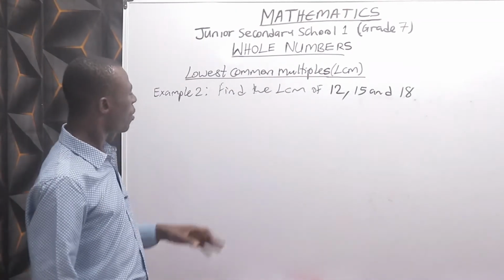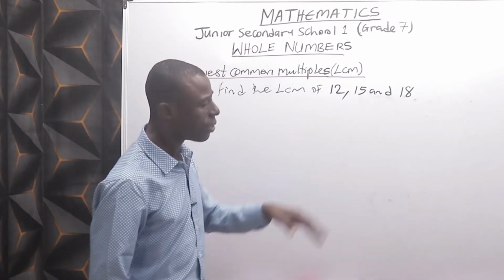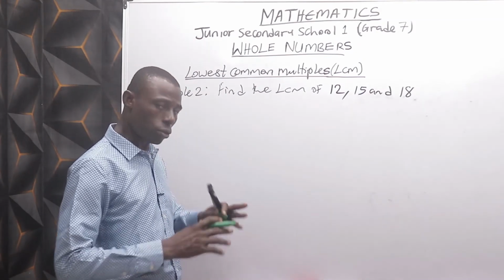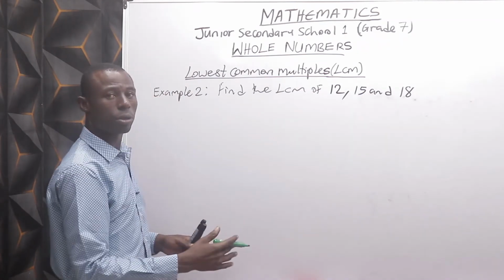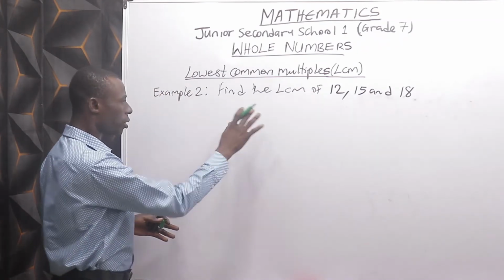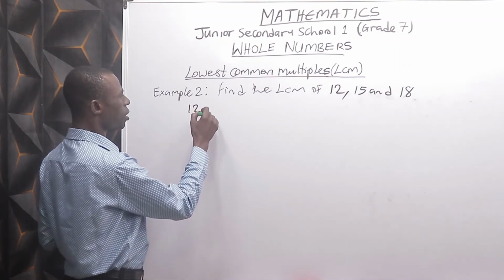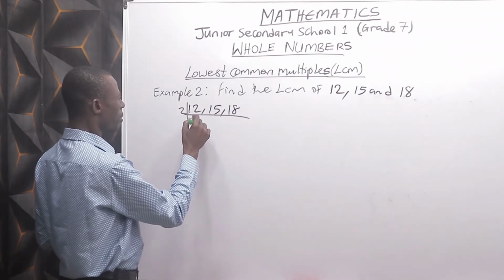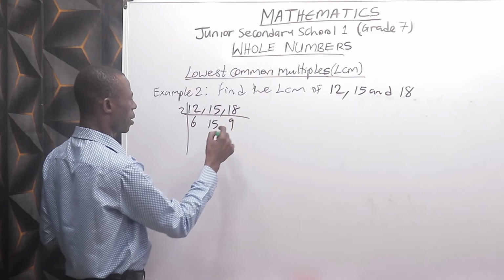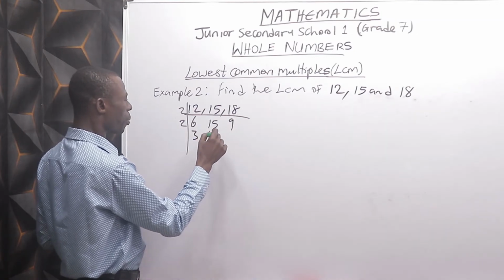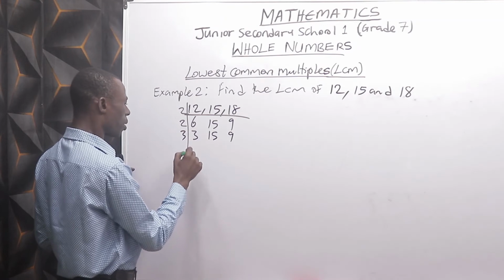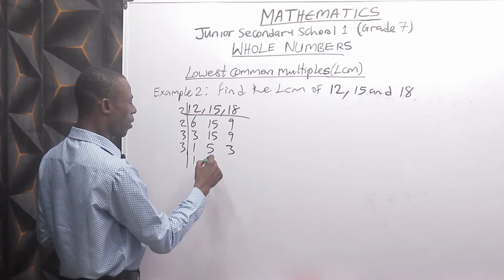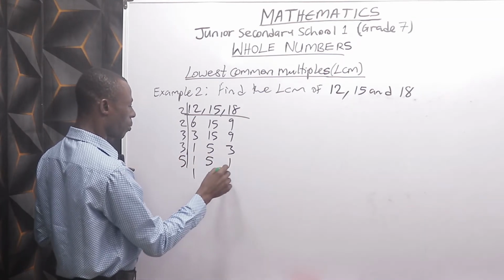Example 2. Find the LCM of 12, 15, and 18. Here we are going to use the two approaches together. I will make sure I divide the board so that we can manage the space. Using the long division approach, we have 2 here is 6, repeat 15, 9. 2 again, 3, repeat 15, repeat 9. 3, 1, 5, 3. 3, 1, 5, 1. Then 5, 1, 1, 1.